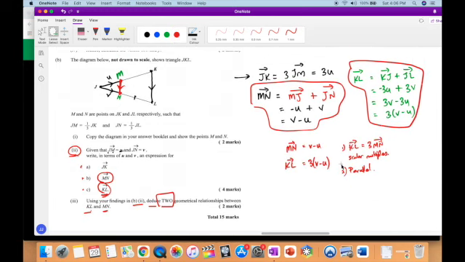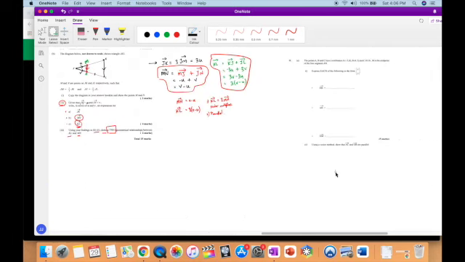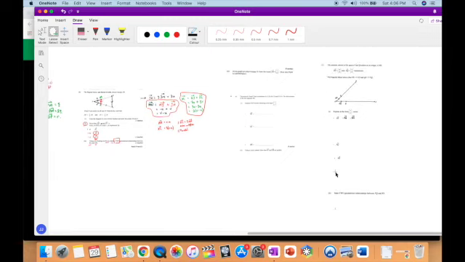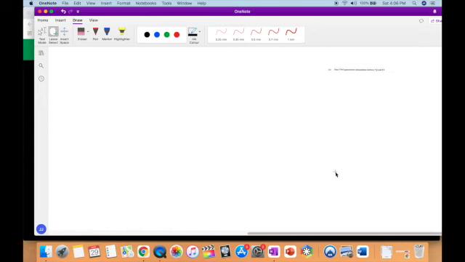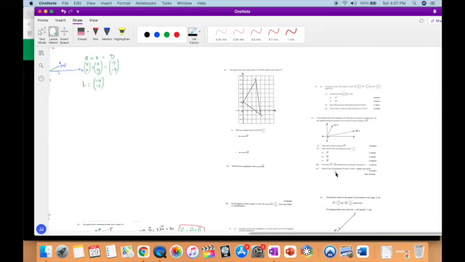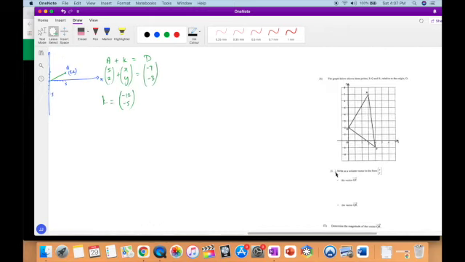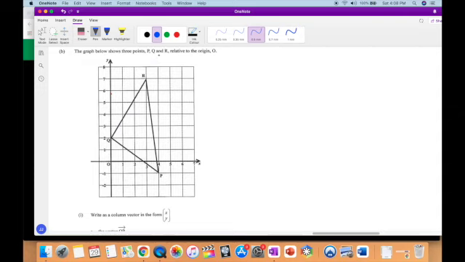You could see here, guys, that everything I'm doing is just those things we did in class. Nothing more, nothing less. We have a few more here to do, so let's see how we run in this one. The graph below shows 3 points, P, Q, and R relative to the origin O.